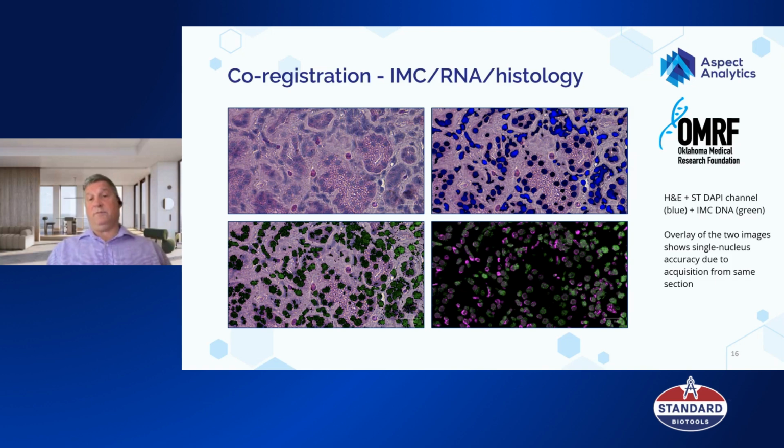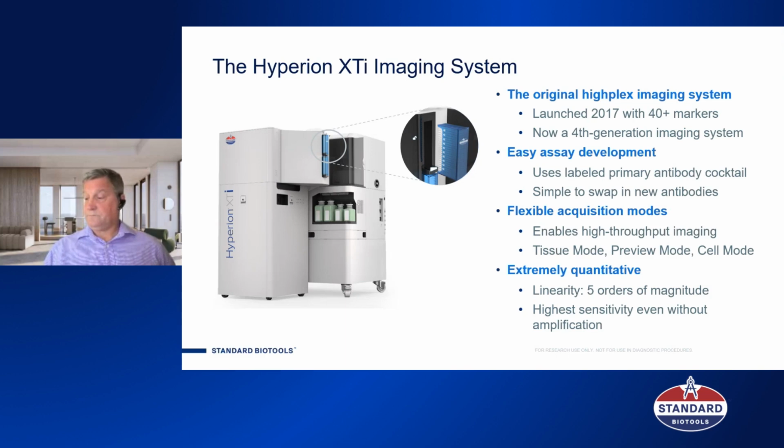And I'm going to tell you a little bit more about why imaging mass cytometry is a good way to do this. So this is the Hyperion XTI imaging system. You saw this slide before. I'm going to talk now about the three key points of this: the easy assay development, which I think is key to this particular experiment, the flexible acquisition modes, and the quantitative nature of the data.